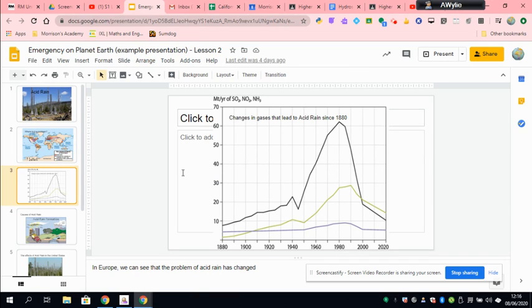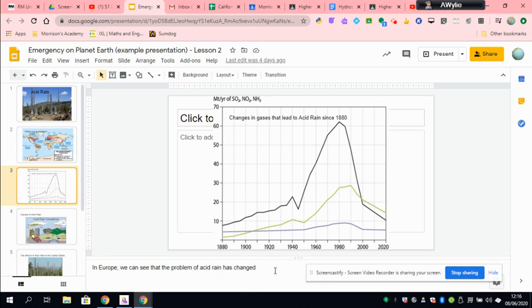Okay, your next task is describing how your problem has changed over time. You have to find a graph that looks a little bit like this. This is one for acid rain. And your graph needs to have on the x-axis a series of dates that can cover any period of time you want. It could be the last 5 years. It could be the last 1,000 years. The y-axis, that's the vertical one, has to have some figures that show how the problem has changed. So in this case, it's the amount of gases that result in acid rain. That's the graph I've picked.